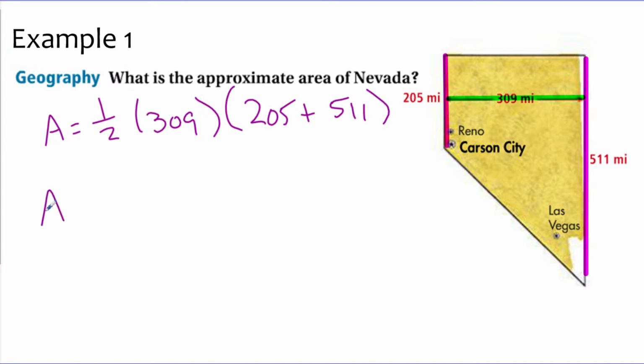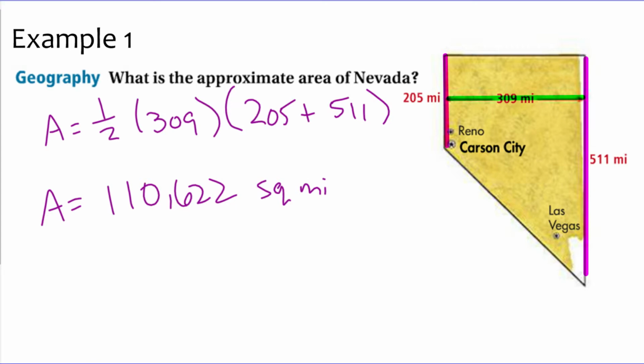So we really just need to simplify this. This is in square miles, since we're figuring out how many little square miles we could fit inside of Nevada. We do 205 plus 511, which is 716. Multiply that by 309, and then multiply that answer by 1/2, and we get 110,622 square miles. Just to show you another way we might write this, instead of miles squared, we could also write square miles. That's pretty straightforward.